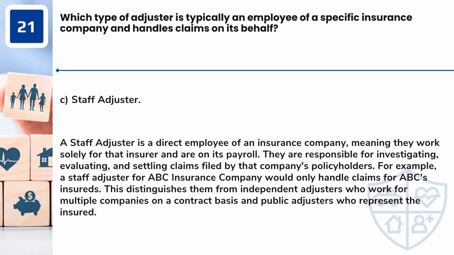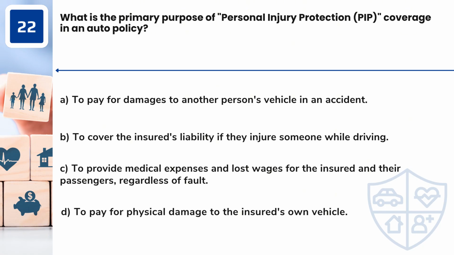the insured. Question 22. What is the primary purpose of personal injury protection, PIP, coverage in an auto policy? A. To pay for damages to another person's vehicle in an accident. B. To cover the insured's liability if they injure someone while driving. C. To provide medical expenses and lost wages for the insured and their passengers, regardless of fault. D. To pay for physical damage to the insured's own vehicle.